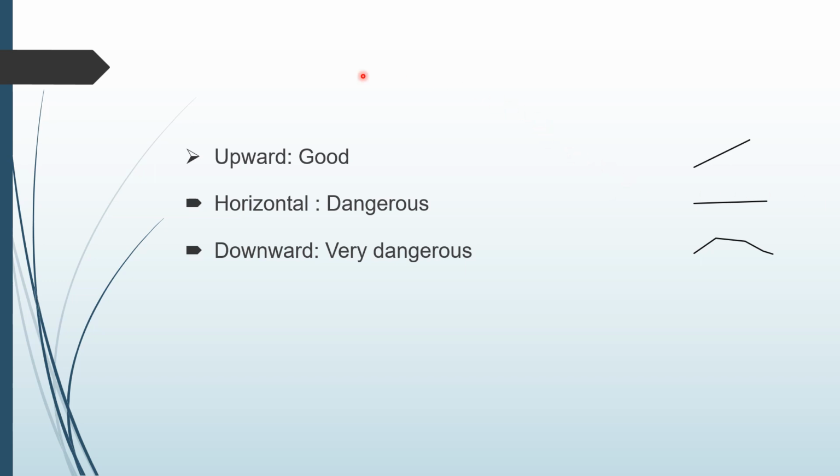Now, on the growth chart, the direction of growth, as we discussed earlier, is very important. So, on the growth chart, if the direction of growth is upward, that means the child is progressing normally, and that's a good sign. And if the direction of the curve is horizontal, that means it's dangerous. You have to intervene. And if this curve is moving downward, that means it's very dangerous. You have to refer the child to a specialist for proper treatment.